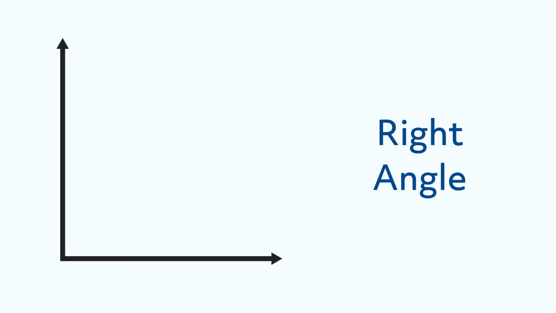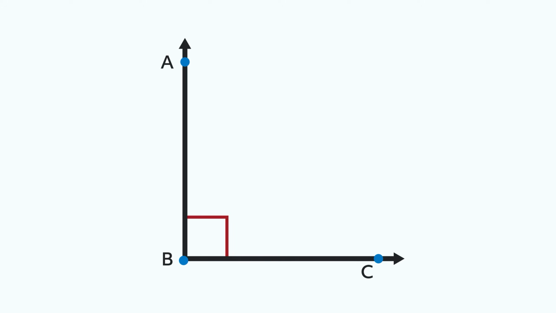Let's look at a variation of our 2-ray angle, but this time let's make it so that they are perpendicular to each other, which means the angle between them is 90 degrees. Here, we've created a right angle. Notice that it has a different angle symbol than our first angle. Instead of an arc, it has a square. Whenever we see an angle with that square, we know it is exactly 90 degrees.